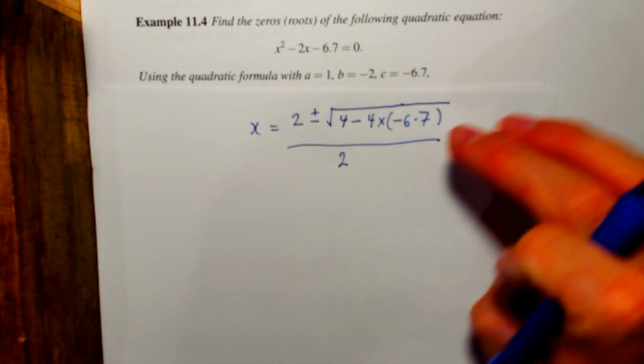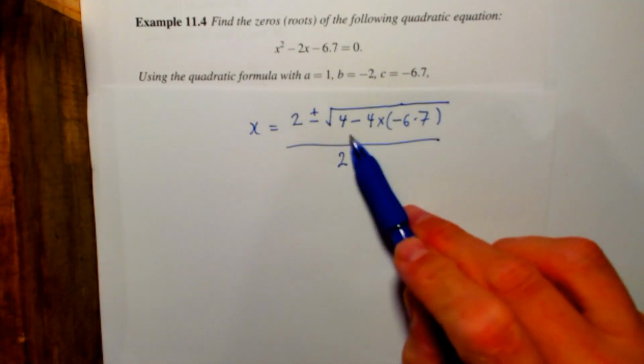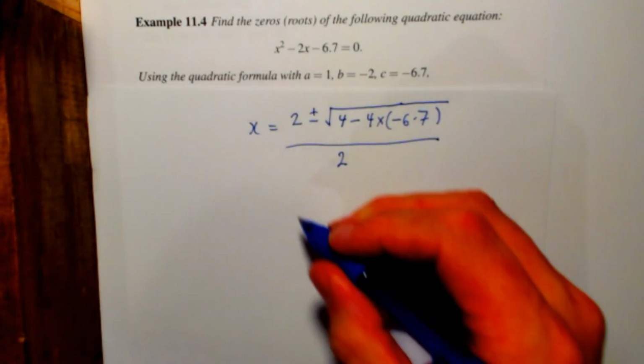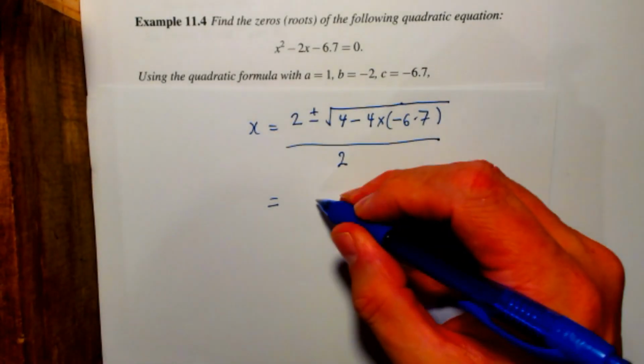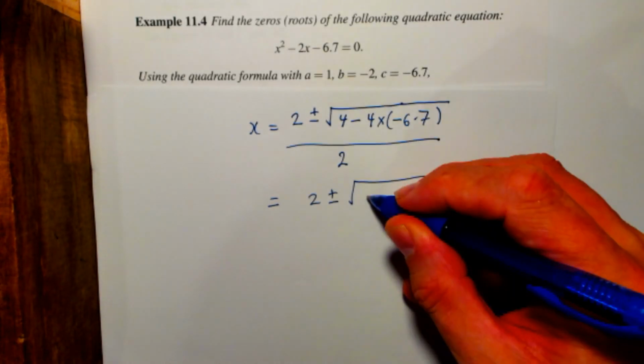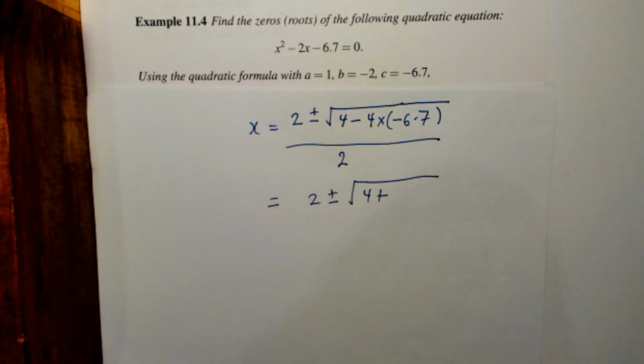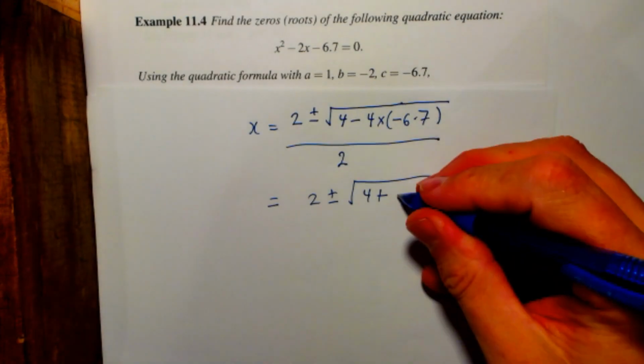Okay, so we need to simplify this. There are two minuses there, so that makes a plus. So we can write 2 plus or minus the square root of 4 plus, now 4 times 6.7. Let's see, what is twice 6.7? It's 13.4, and then twice 13.4 is 26.8.